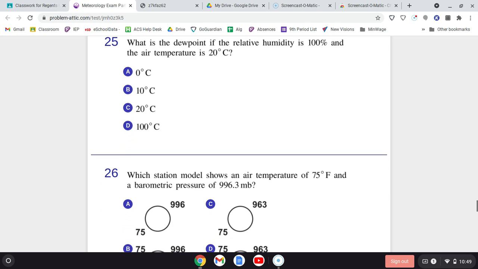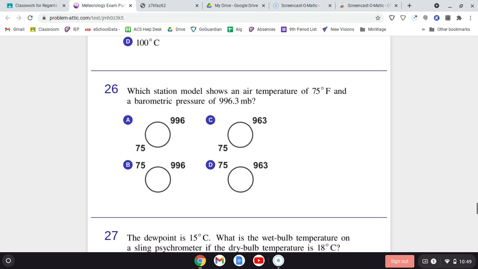Okay, number 26, which station model shows an air temperature of 75? Okay, so we can get rid of A and C, and a barometric pressure of 99.6. So what would you do to figure out what those last 3 numbers would be? You would get rid of that decimal and grab the last 3 numbers. So it's either B or D.